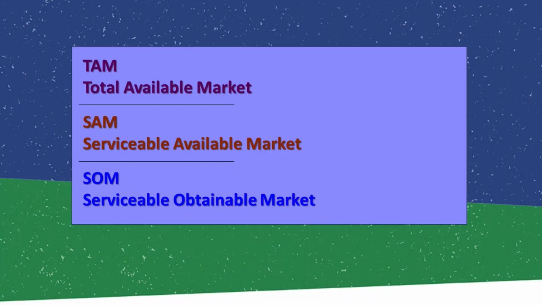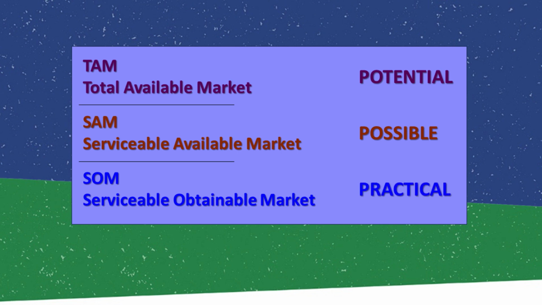I want us to think of TAM, SAM, and SOM in this way. TAM is the global potential of the market. This is what can be done globally. SAM represents what is actually possible for you to reach, and SOM is what you can do on a practical basis. So we're going to look at each of these with a somewhat easy example that should help us get the meaning much more clearly.